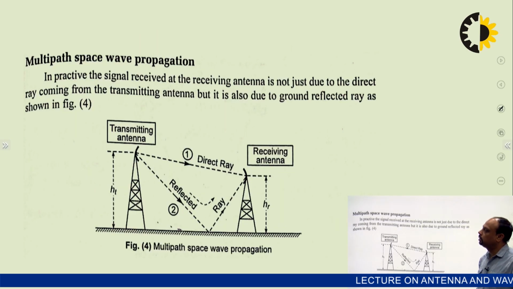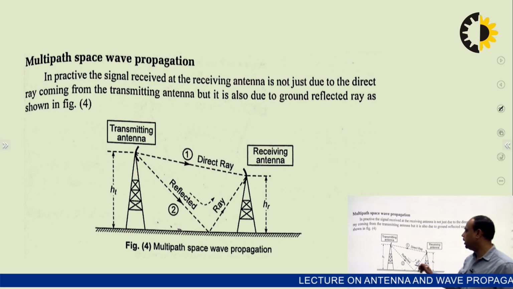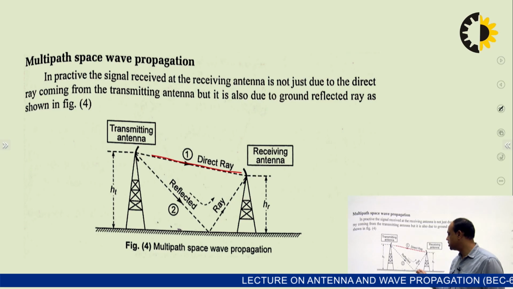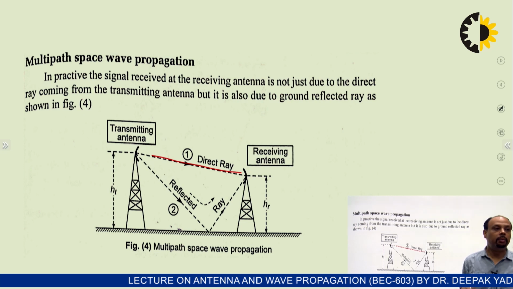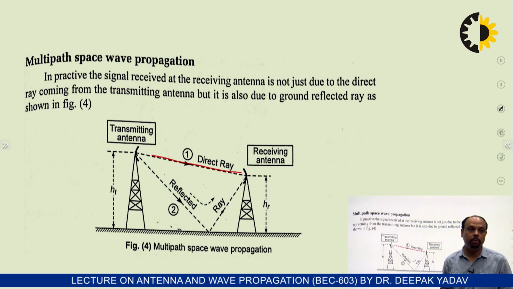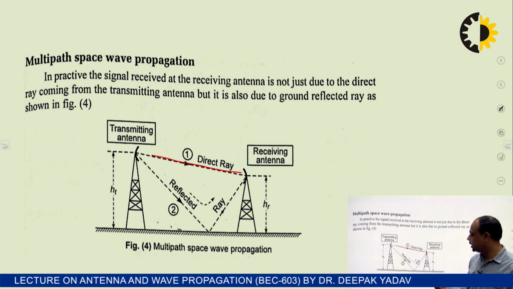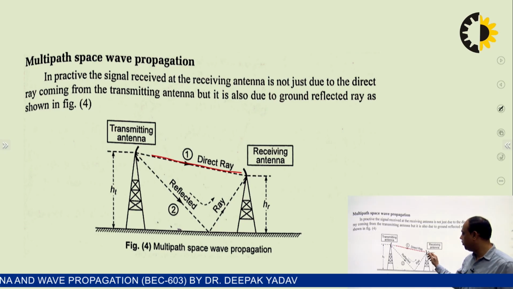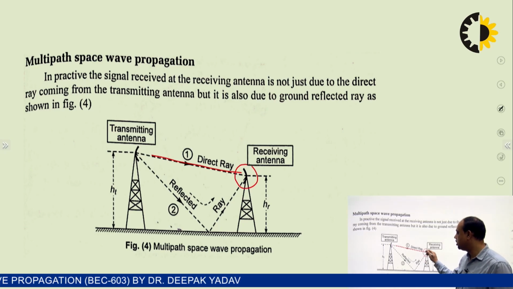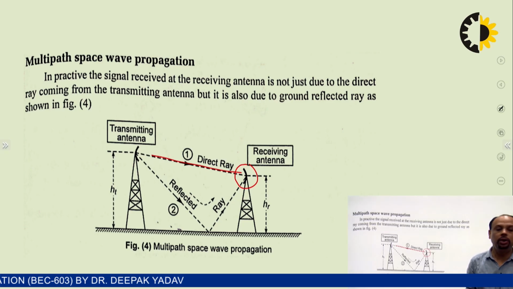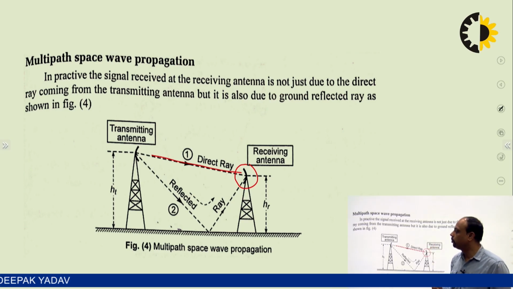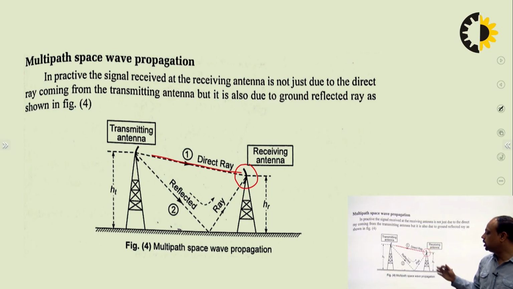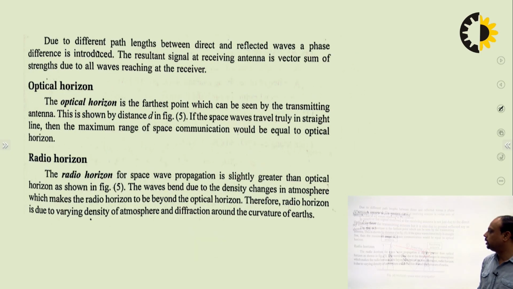Now, multipath wave propagation. As we discussed already, this is the direct wave propagation and this is the reflected wave propagation. Due to the reflection, the wave travels a much larger path compared to the direct wave, and because of this the reflected wave faces a delay. Due to this delay, fading occurs at the receiving antenna, and the signal strength fluctuates very much. So how do we tackle this problem? We can use the multipath wave propagation technique to see the electric field variation at the receiving antenna.